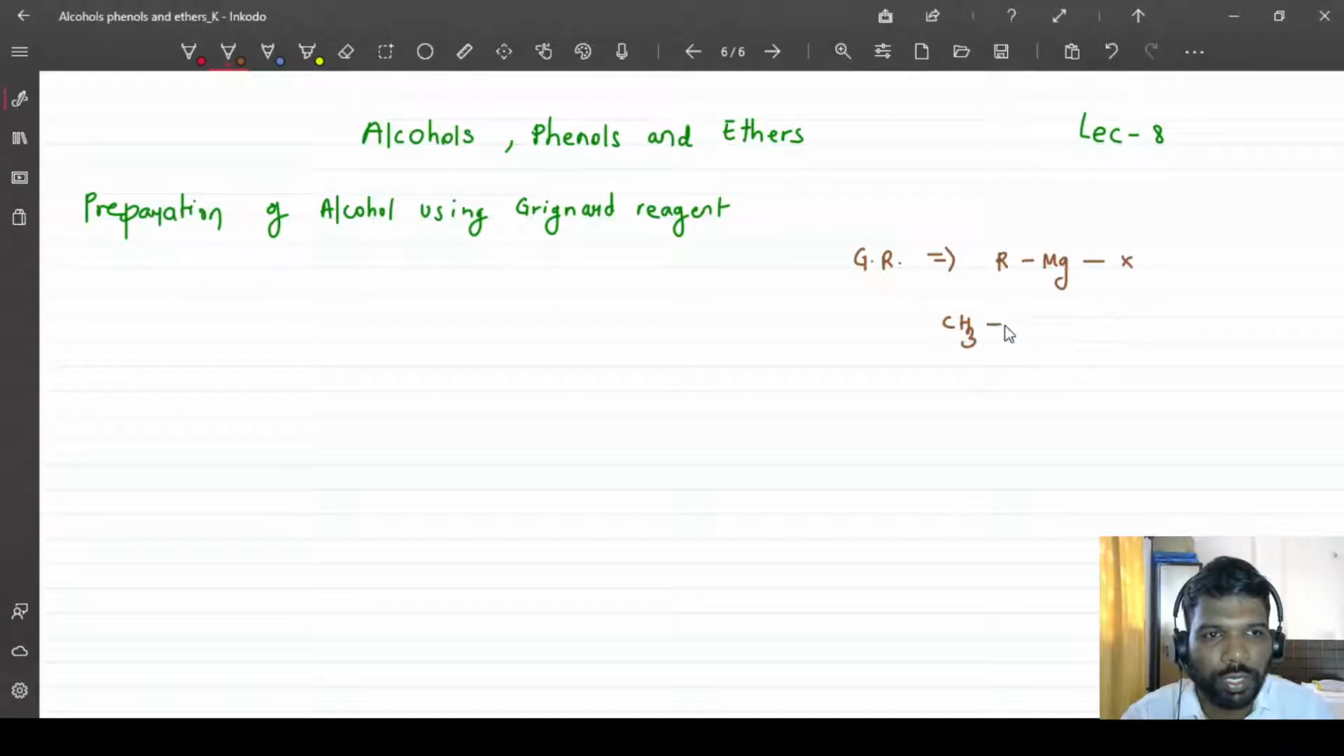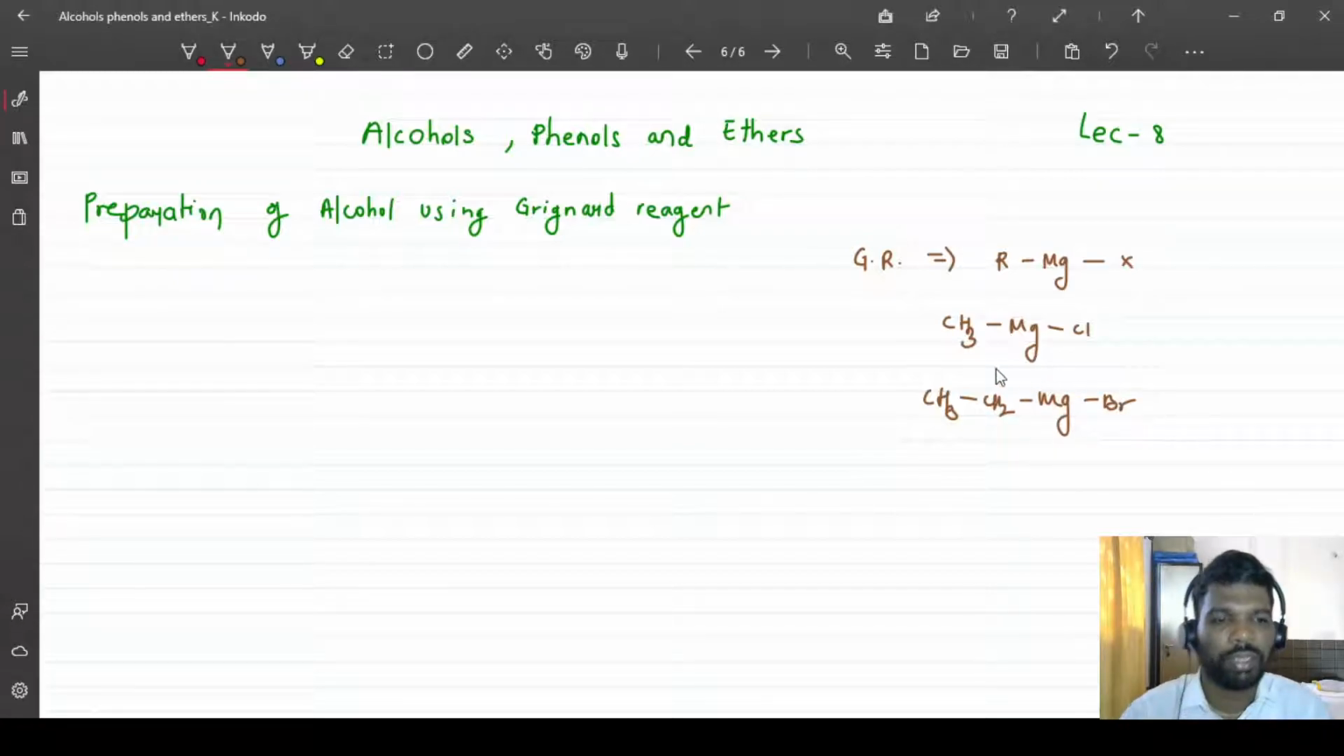this: CH3 magnesium chloride, or R group could be anything: CH3CH2MgBr. This is also a Grignard reagent. General formula is RMgX. X could be any halide. X could be fluorine, chlorine, bromine, iodine. And the R group could be any alkyl group. Okay, more examples you can derive. So these are some of the simple examples of the Grignard reagent.